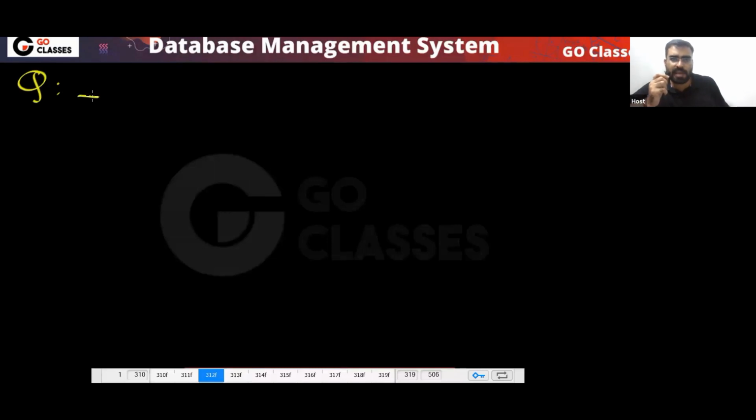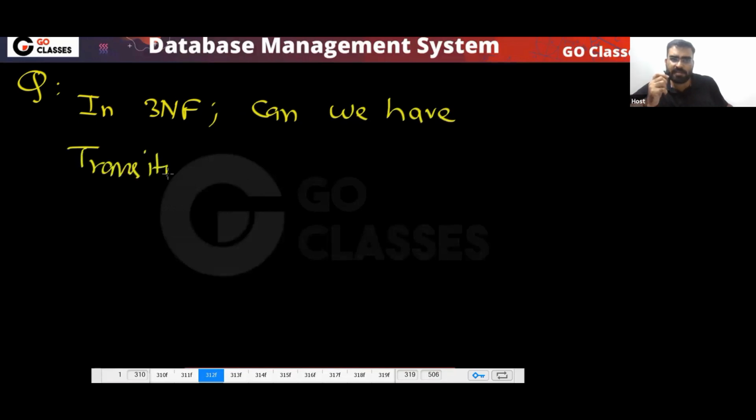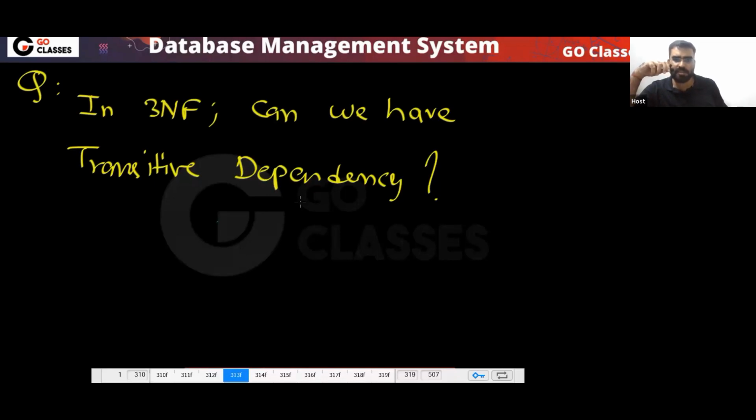In 3NF, can we have transitive dependency? Tell me. In third normal form, can we have transitive dependency? Yes, we can have, right? So yes, it is possible. For example, you can have a transitive dependency.